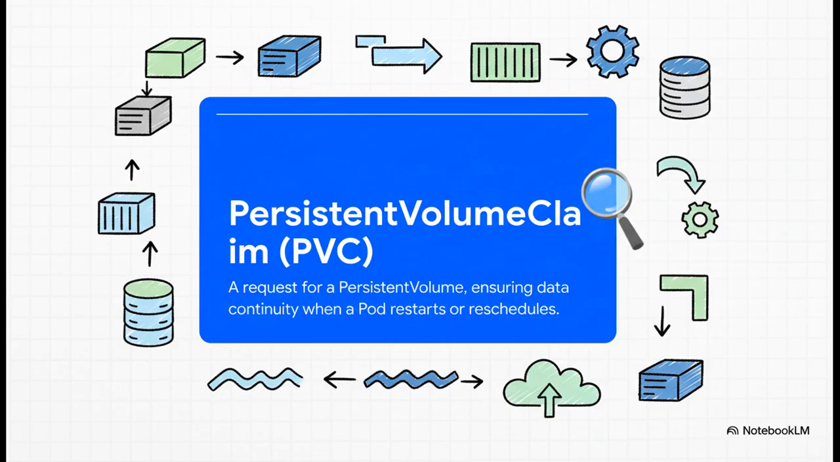The best way to think about it is like a claim ticket at a coat check. Your pod shows up with this ticket, and Kubernetes makes sure it gets the exact same piece of storage back every single time. It doesn't matter if the pod gets recreated on a totally different computer. With that ticket, it always gets its data back. That's how we guarantee our data sticks around.